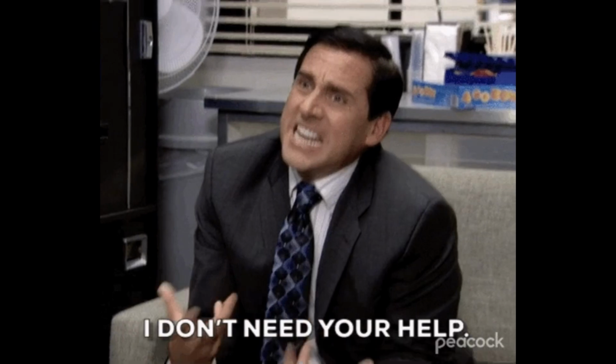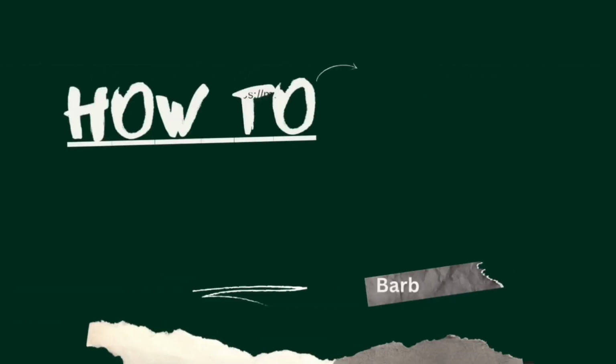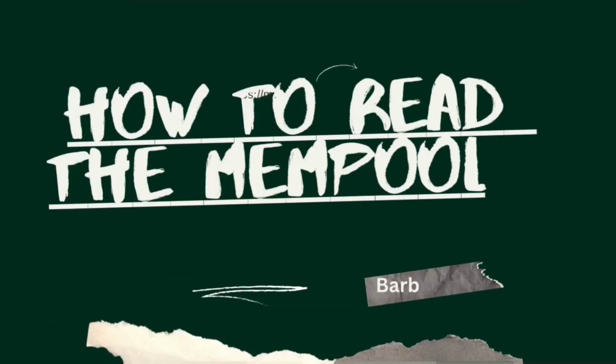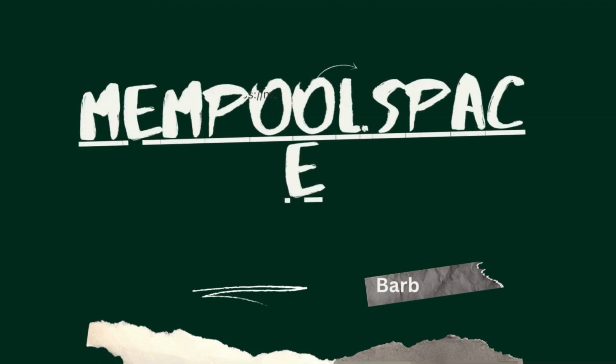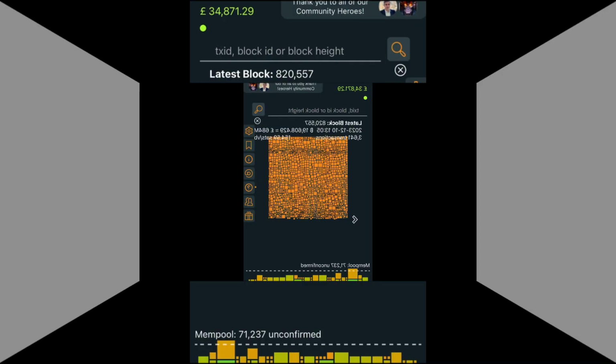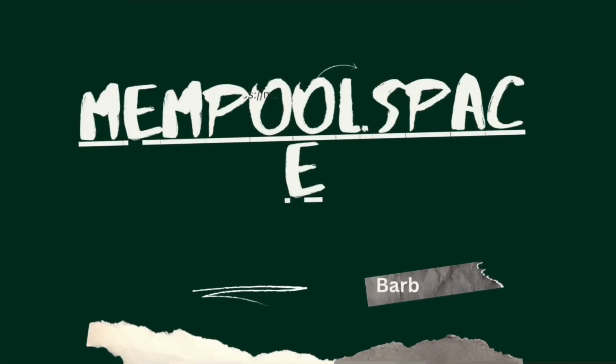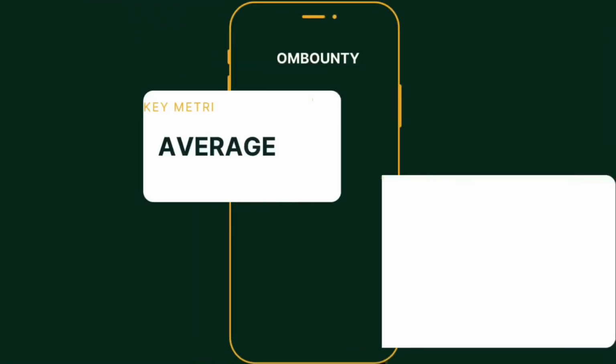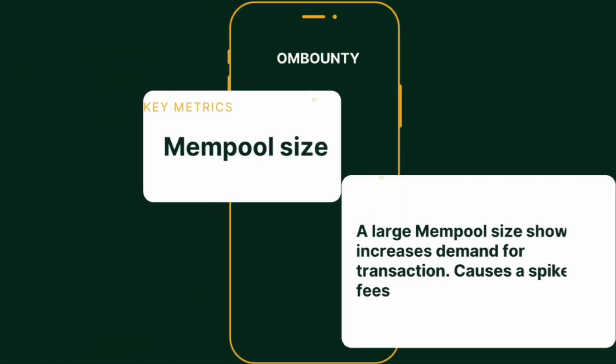I'm sure you're not interested in all of that. You just want to know, so how exactly do I read the mempool? Yeah, I got you. For you to see what's going on in the mempool, you can use explorers like mempool.space, ordpool.space, or even bitfeed.live. For this particular lesson, we are going to use mempool.space. It's the most popular one, and it actually shows fees, size of the mempool, and the timestamp.